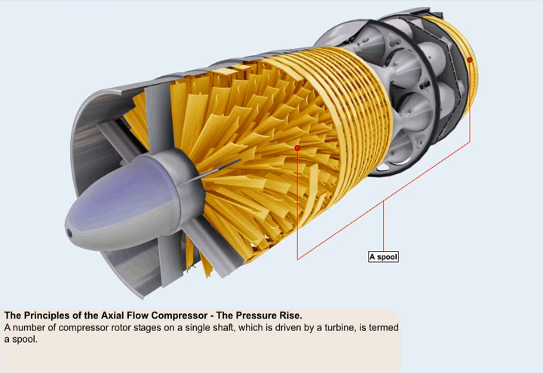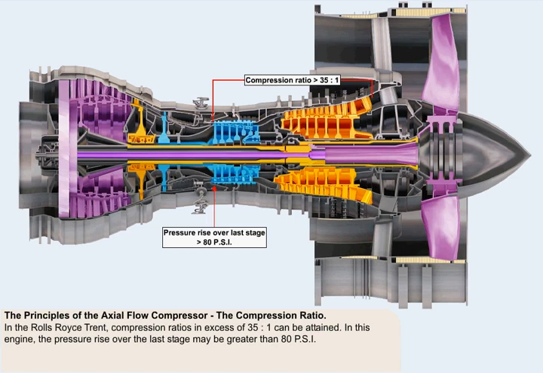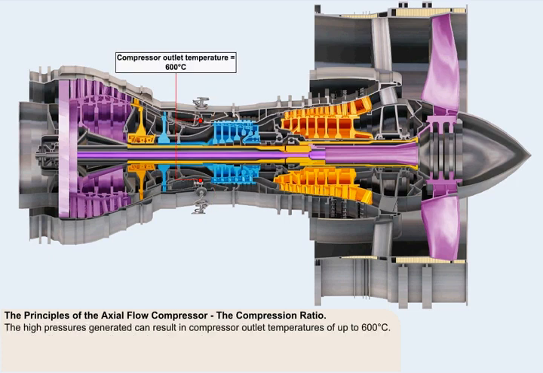This arrangement, where a number of compressor rotor stages on a single shaft are driven by a turbine, is termed a spool. In larger, more modern engines, compressors may consist of up to 3 spools. So effective is this method of compression that in an engine like the Rolls-Royce Trent, compression ratios in excess of 35 to 1 can be attained. In this engine, the pressure rise over the last stage may be greater than 80 pounds per square inch. The high pressures generated can result in compressor outlet temperatures of up to 600 degrees Celsius.